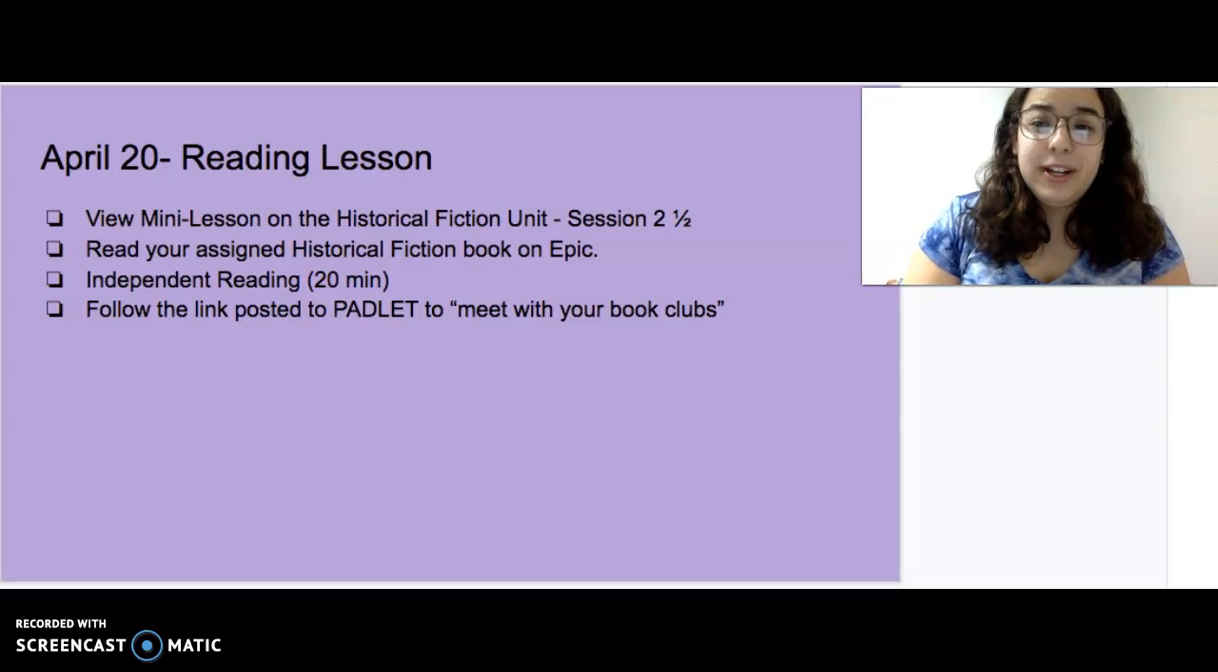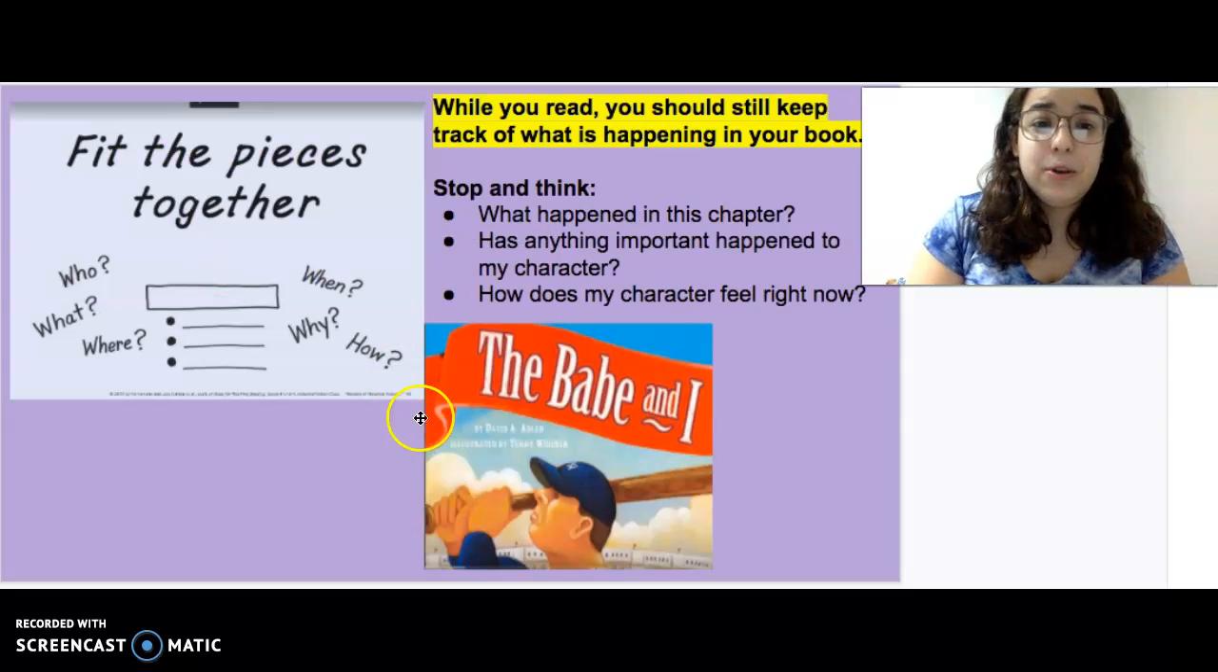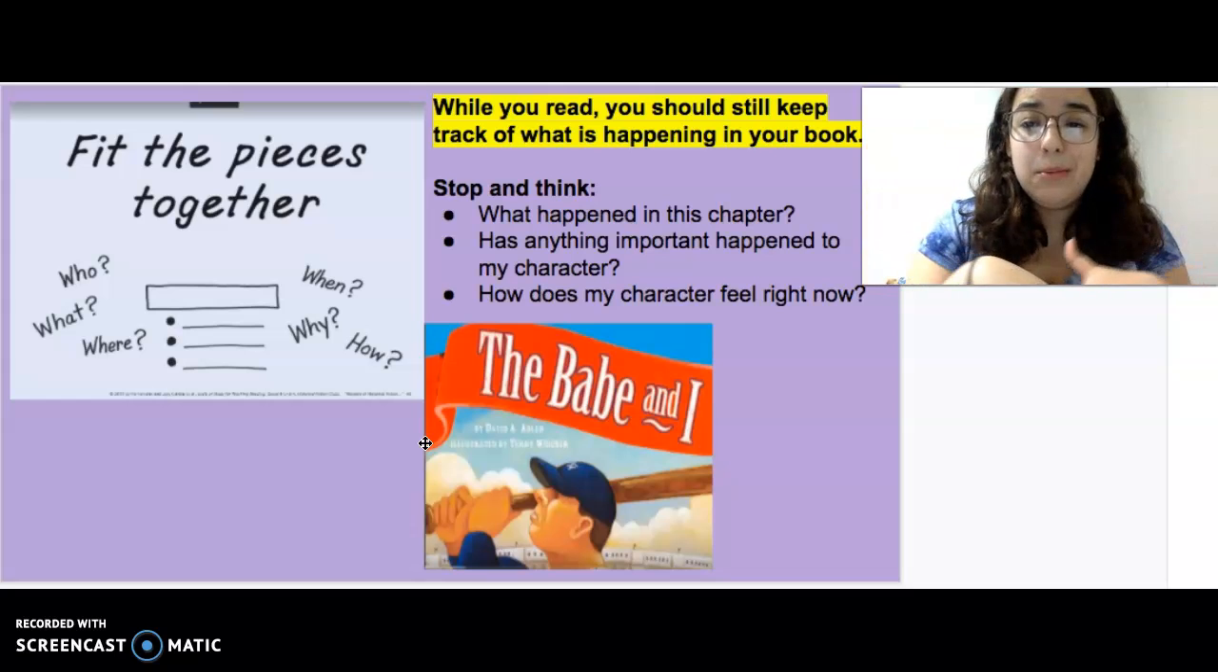So for today, we're going to continue some of that work we were doing last week. A historical fiction reader kind of puts all of the pieces together: the who, what, where, when, why, how, and what's really happening in the book. So remember, it's always good to stop, maybe after every section, after every chapter, after something crazy exciting happens, a big event happens, just to stop and kind of think about what happened so far.